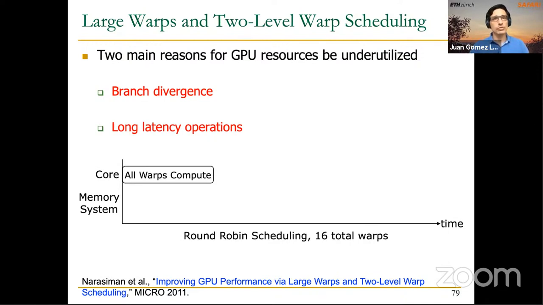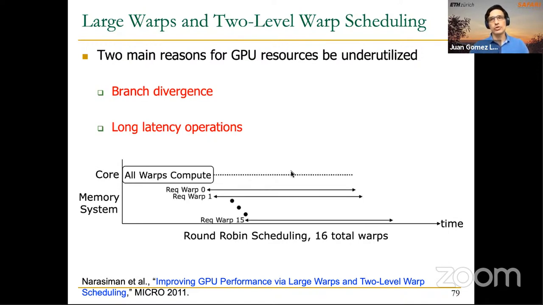At some point, all these warps need to go to memory to read more data to continue the processing, right? So the problem is that at some point, they all will stall in the GPU pipeline, in the GPU core, and they all will have to go to memory for many cycles until they bring the data, and this way they can continue the execution in the pipeline.